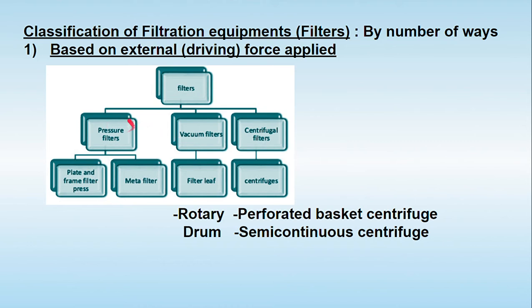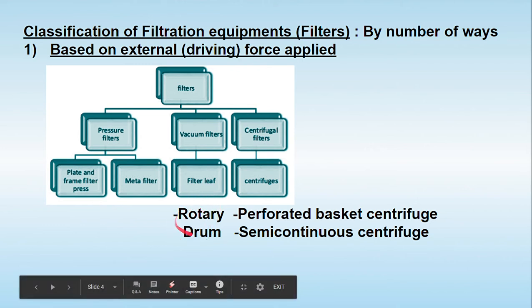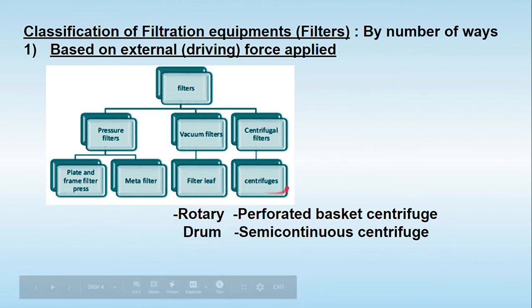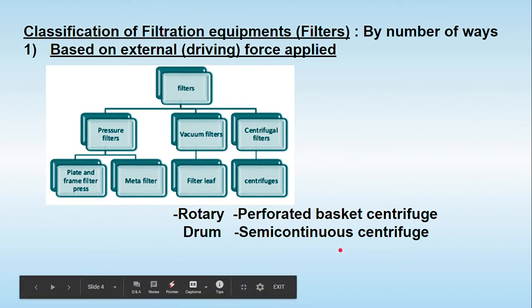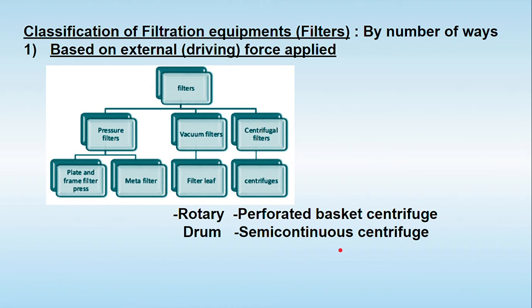Here we try to understand the pressure filters, the most widely used one is called a plate and frame filter, or a filter press. In the case of vacuum filters, you find the filter leaf or the rotary drum filter, which are the most widely used. In the case of centrifuge, we find the perforated basket centrifuge or the semi-continuous centrifuge. I can say that this third class, the centrifugal filters, follows the same classification that you can find in my video on the classification of the centrifuge.